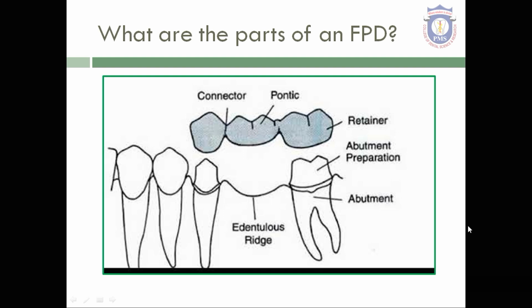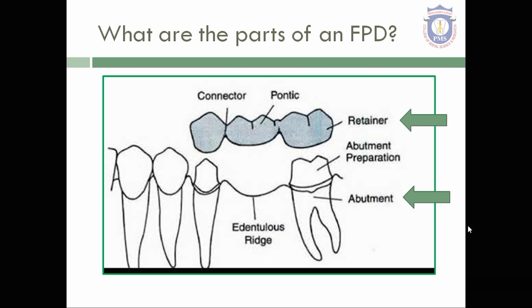Now, what are the basic parts of an FPD? This differs depending on the type of prosthesis that will be provided, but from a basic point of view, you need to know what the parts are. We have the abutment. The abutment is the natural tooth or the tooth root or the implant, or whatever is the main structure that is going to give you the primary support or the mechanical advantage.